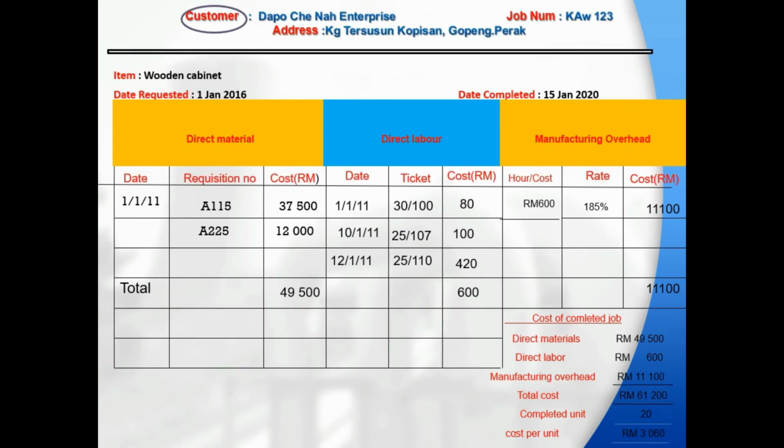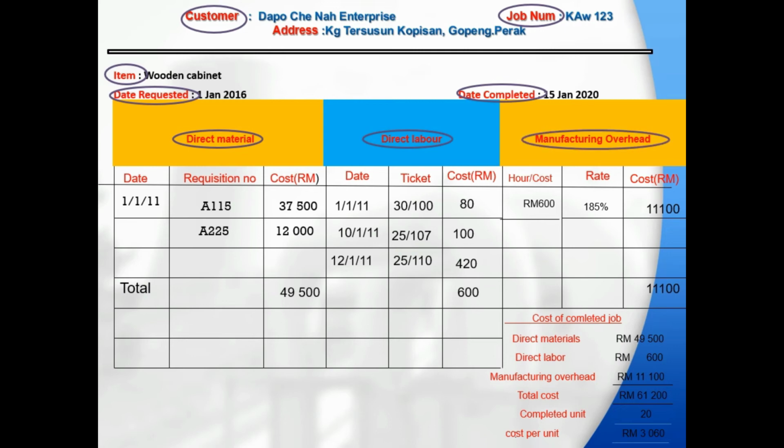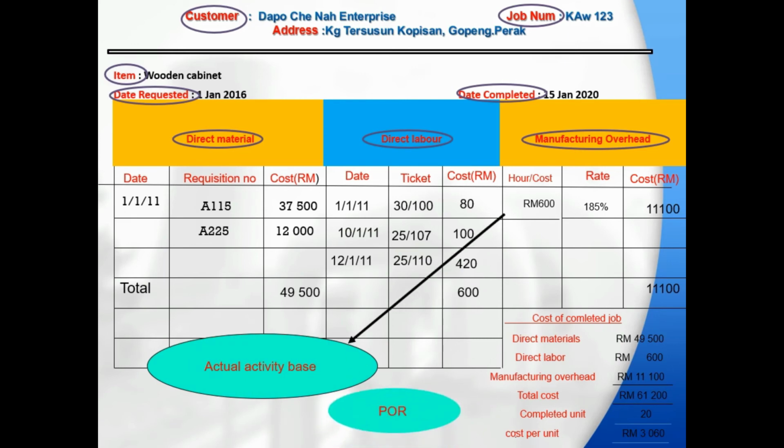The job cost sheet consists of customer information, job number, item requested, and date completed, direct material figures gathered from the material requisition form, and direct labor cost gathered from workers' time tickets, while applied overhead is calculated by actual activity base times POR, or predetermined overhead rate. Cost of completed job and cost per unit are shown after the cost table is prepared.